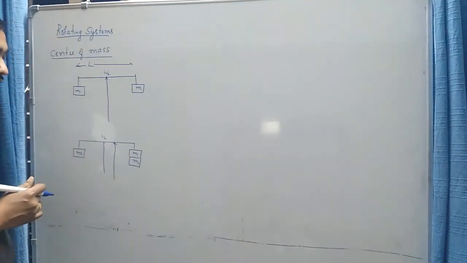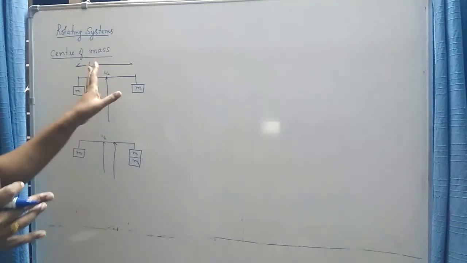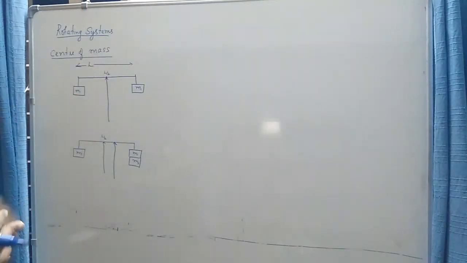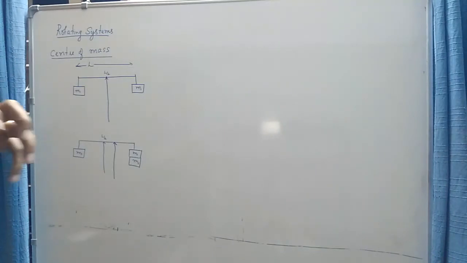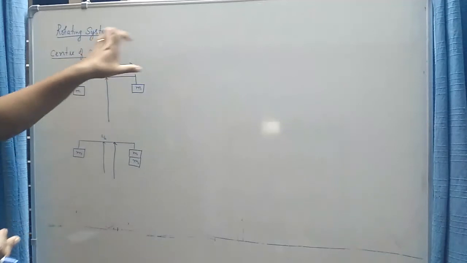So what we observe here is that for any system there is a sort of imaginary point which acts as a balancing point. And if the system is homogeneous, as in here, the balancing point will be at a particular point which is the average of the positions of all the particles.